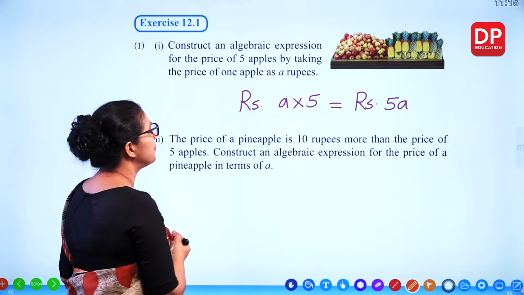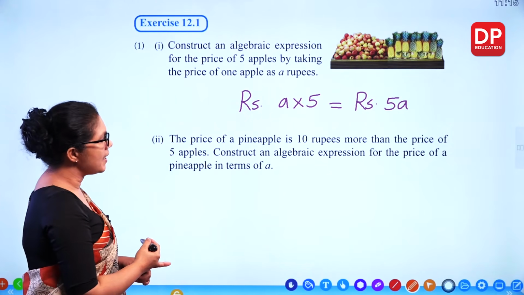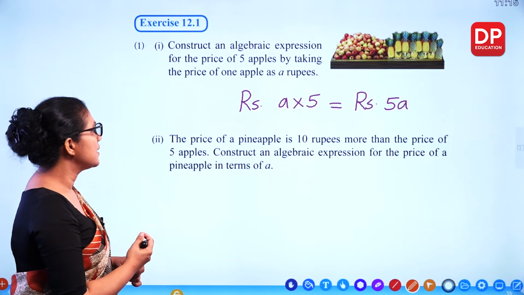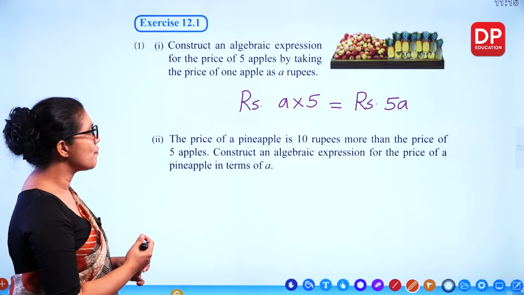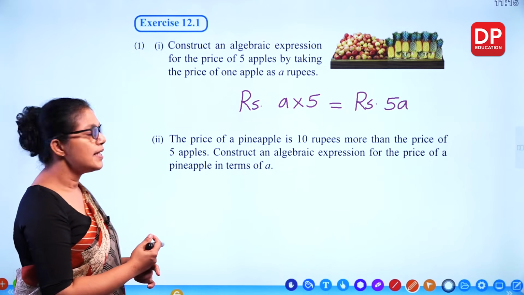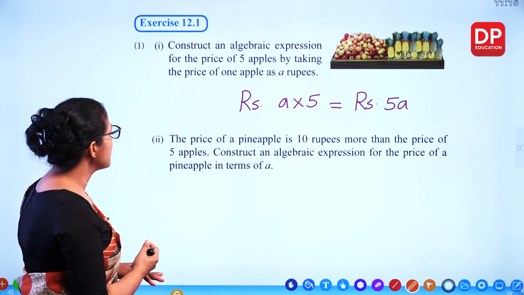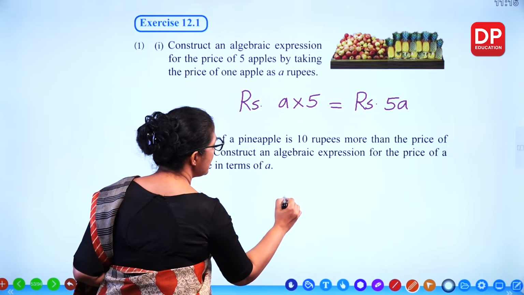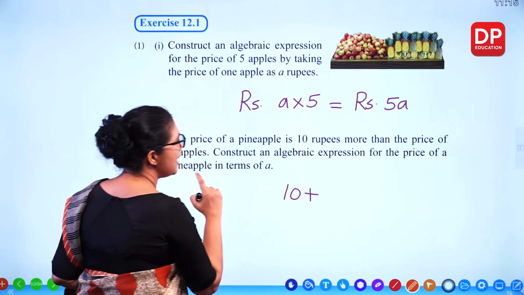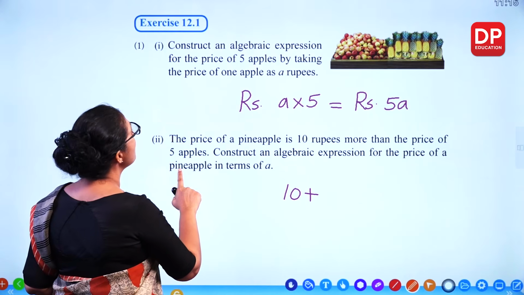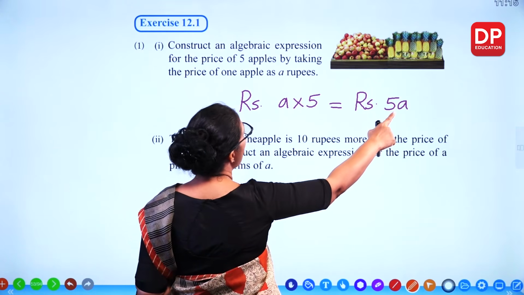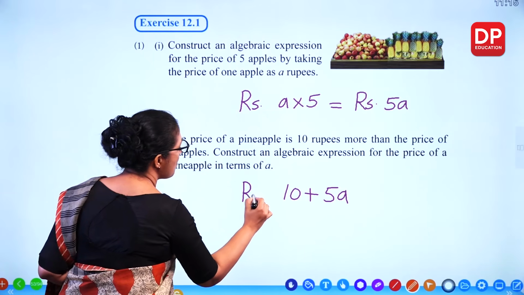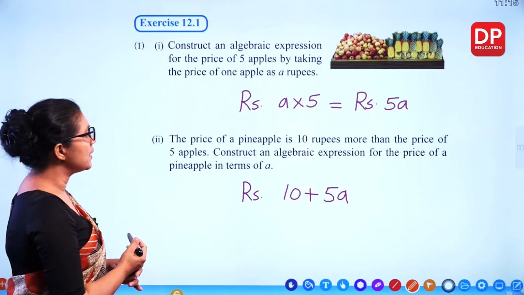5a rupees. The price of a pineapple is 10 rupees more than the price of 5 apples. Construct an algebraic expression for the price of a pineapple in terms of a. So, what's the price of pineapple? 10 rupees more than the price of 5 apples. Price of 5 apples is 5a. So, this is the price of a pineapple.